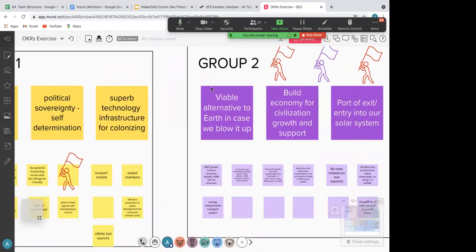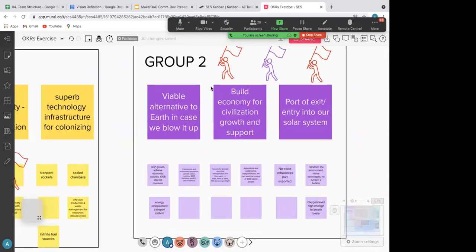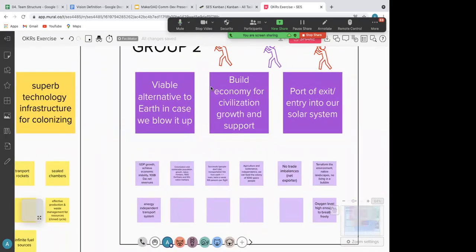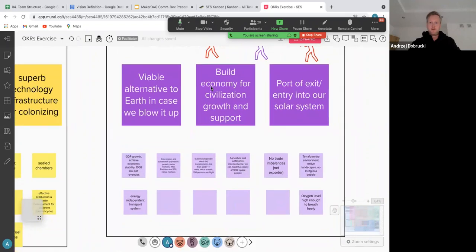Okay. Group number 2, who is it? In colonizing Mars, who else picked it? Okay, I'll go.